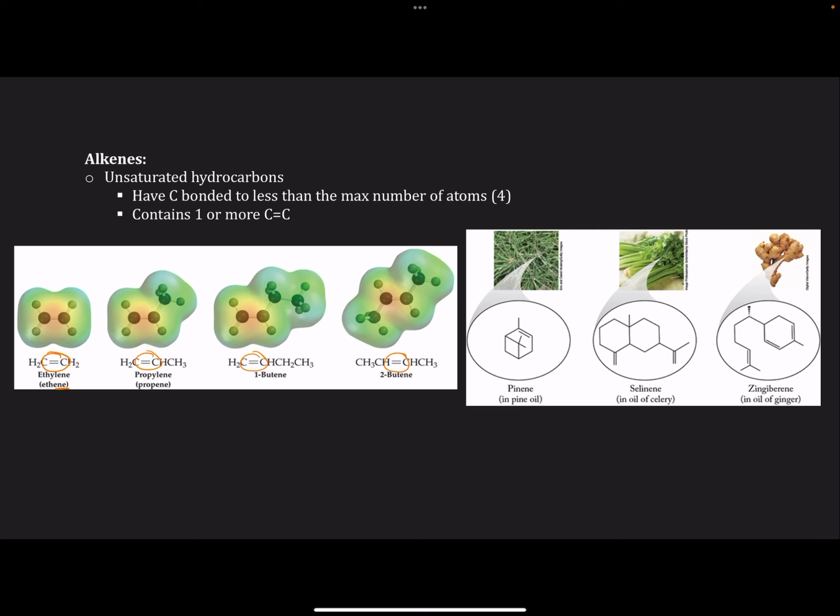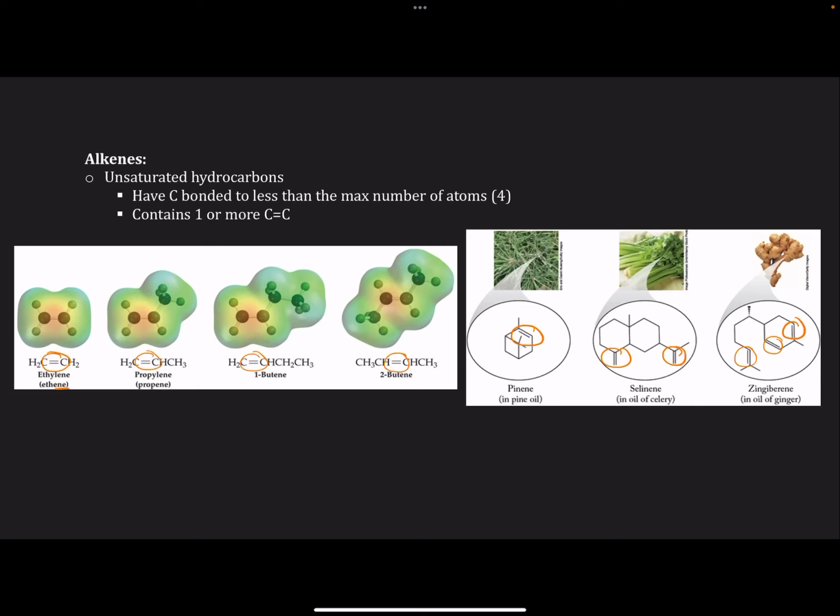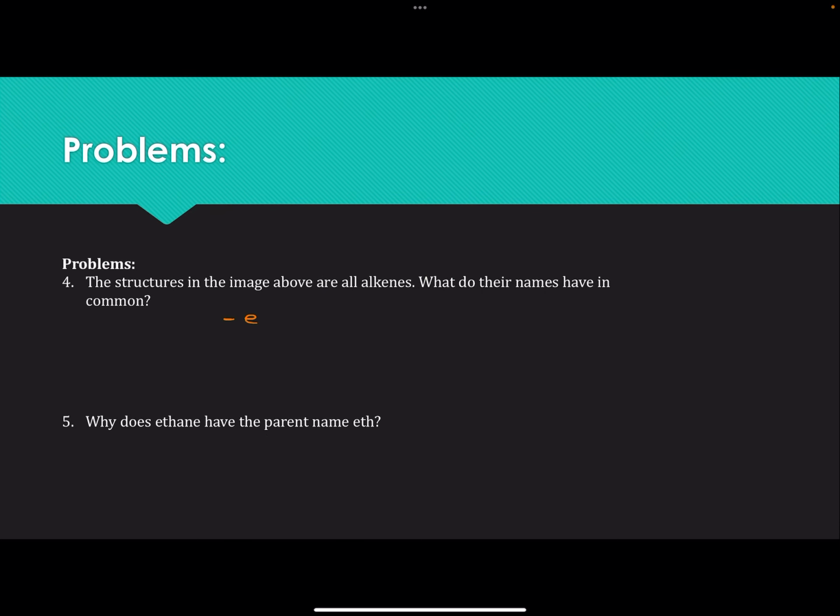And so all of these structures contain carbon-carbon double bonds. Some have more than one, some only have one. As long as we have at least one carbon-carbon double bond, it's an alkene. So if we look at those structures, coming back, we have ethene, propene, butene, pinene, selinene. These all have the ene ending, corresponding to being an alkene.